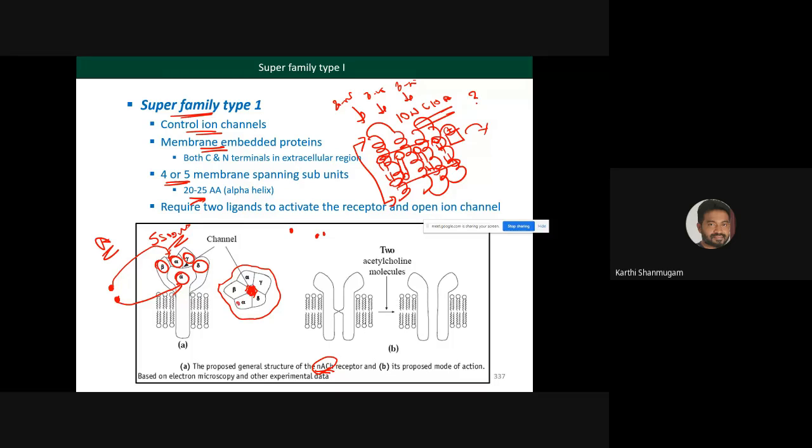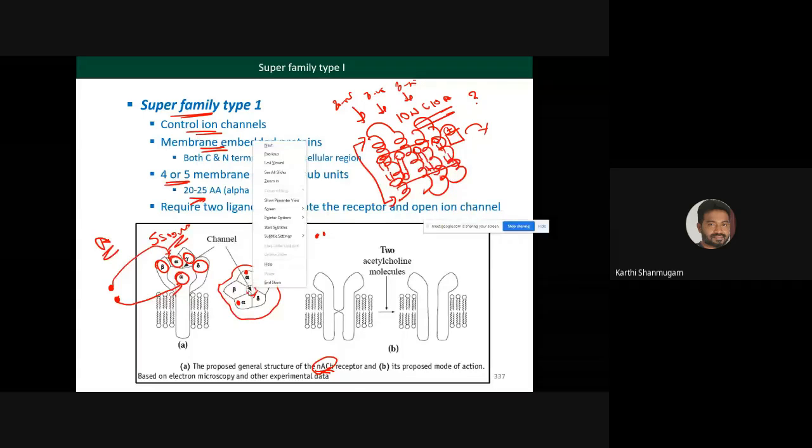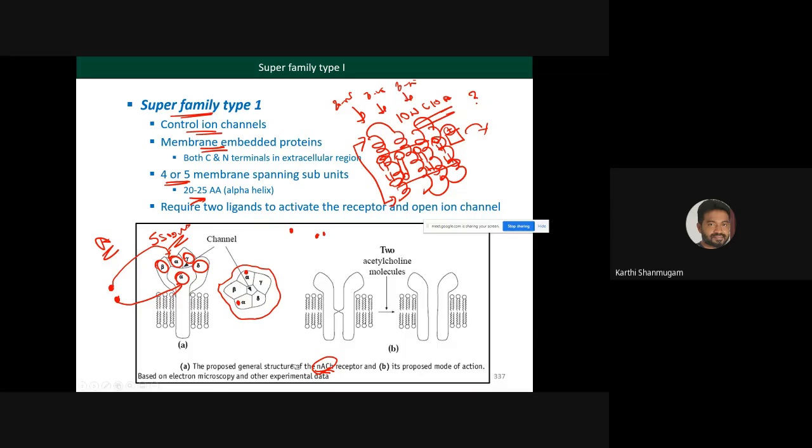If 2 acetylcholine molecules bind to the alpha chains, what happens? The binding of these molecules to the alpha chains leads to a conformational change in the protein, which leads to the opening of the ion channel. Now you can see the ion channel is open because of the binding of the 2 acetylcholine molecules. Once 2 molecules of acetylcholine bind, a conformational change takes place that opens the ion channel.